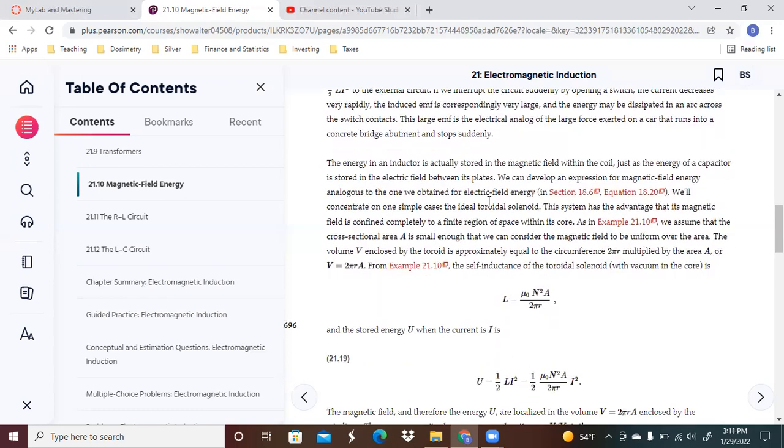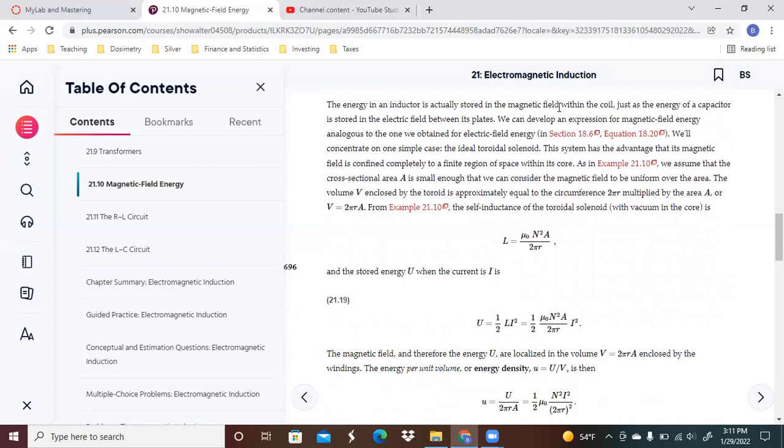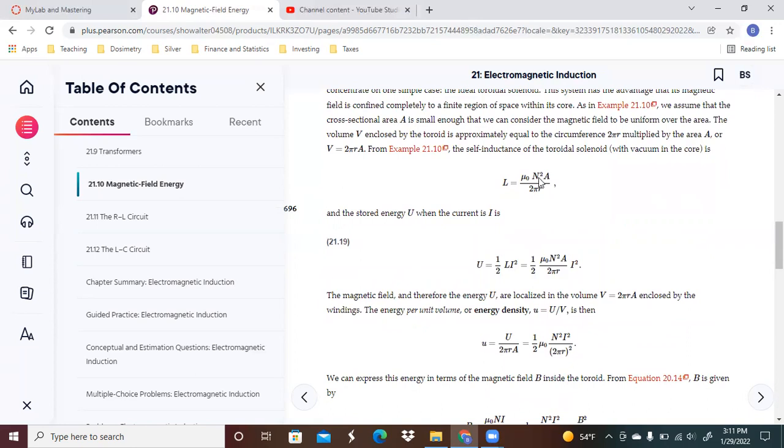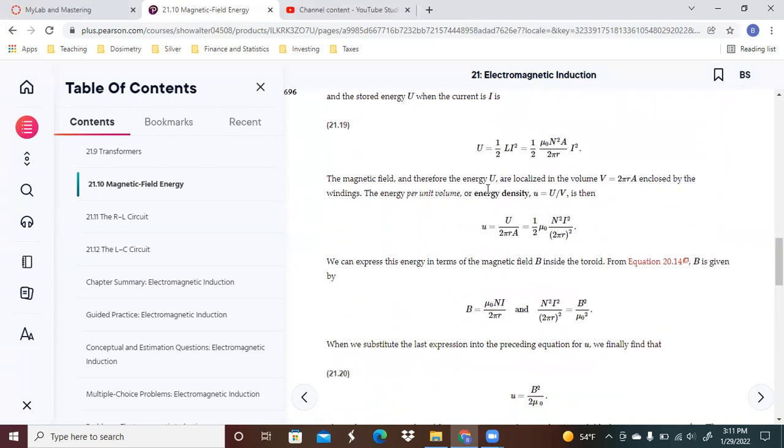So the energy in an inductor is actually stored in the magnetic field within the coil, just as the energy of a capacitor is stored in the electric field between the plates. And as we develop the self-inductance of a toroidal solenoid, we come up with this. We know the stored energy U and the current is this. So basically we take this, plug it in here, and this is what we get. The magnetic field and therefore the energy are localized in the volume enclosed by the windings.